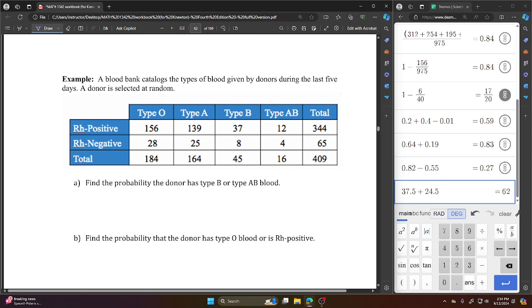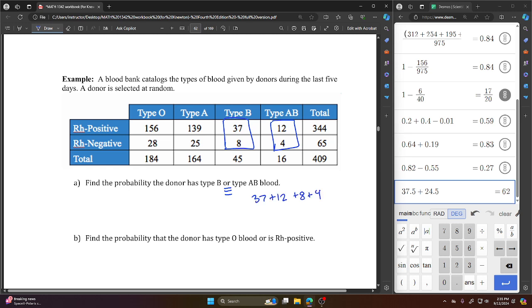Now, find the probability of a donor having type B or type AB. So I want all the type Bs and all the type ABs. So I'm looking at these individuals this time. I would actually add up every single one of these together. Now, this takes a while.